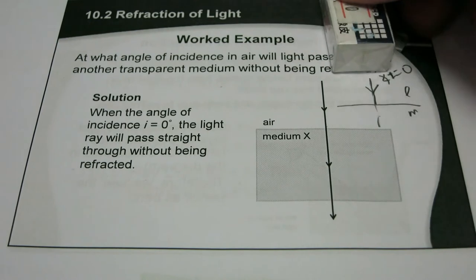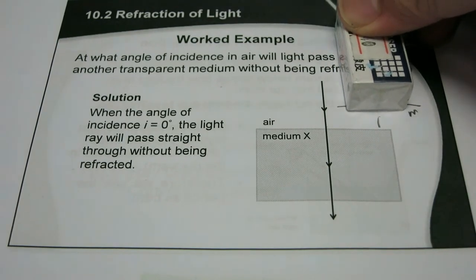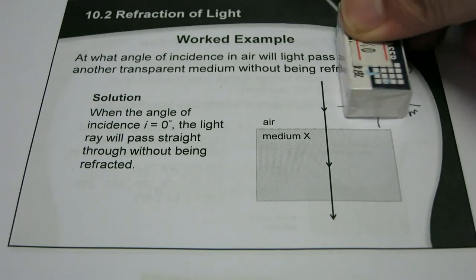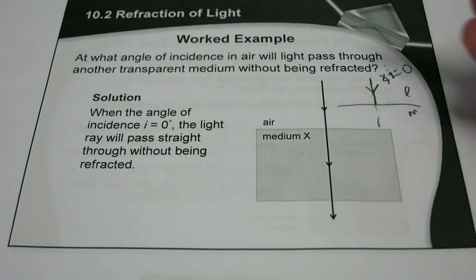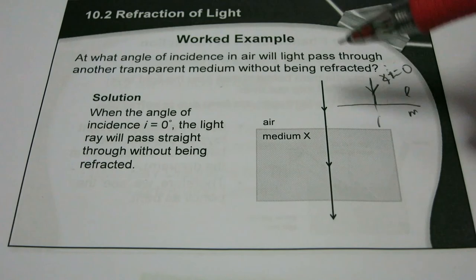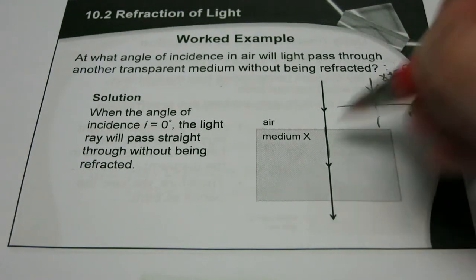And you can use this same example with the car just now. If the car is traveling, both wheels will enter the medium at the same time and slow down at the same time. So there's no bending because they both slow down at the same time. So any light ray that enters another medium at an angle of incidence of 0 has no deflection. It will just go out as per normal.